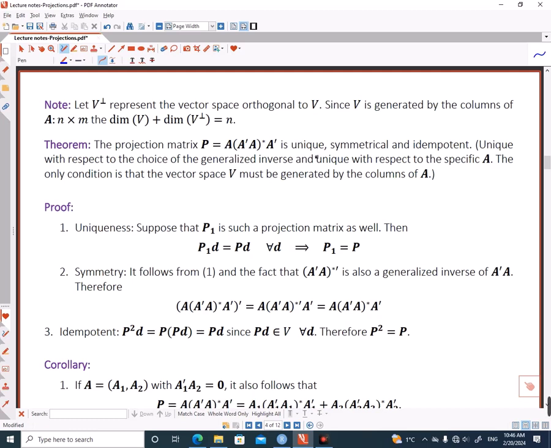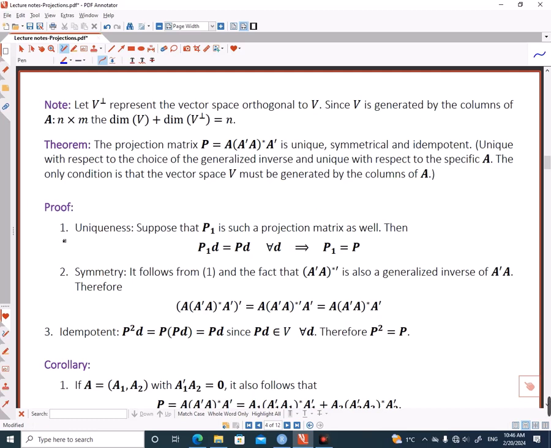Further, we also consider other properties, which are symmetric and idempotent. Here, uniqueness means unique with respect to the choice of generalized inverse, and unique with respect to a specific A. It means that if I consider another P, then those are the same. And the only condition is that the vector space V must be generated by the columns of A. This is the only condition that we need. So V must be a space generated by the columns of a matrix.